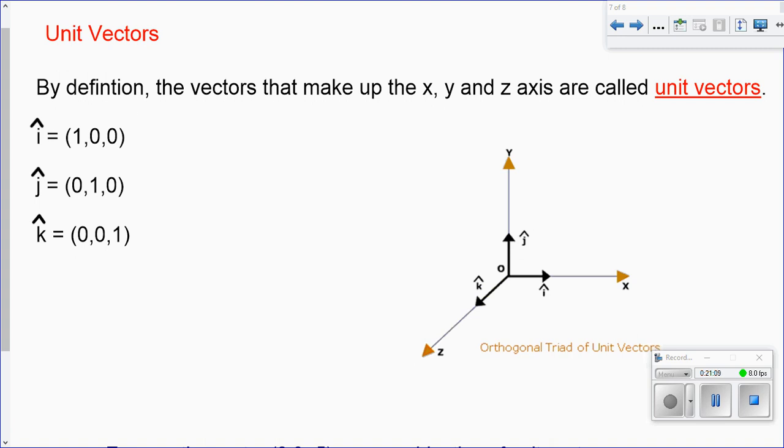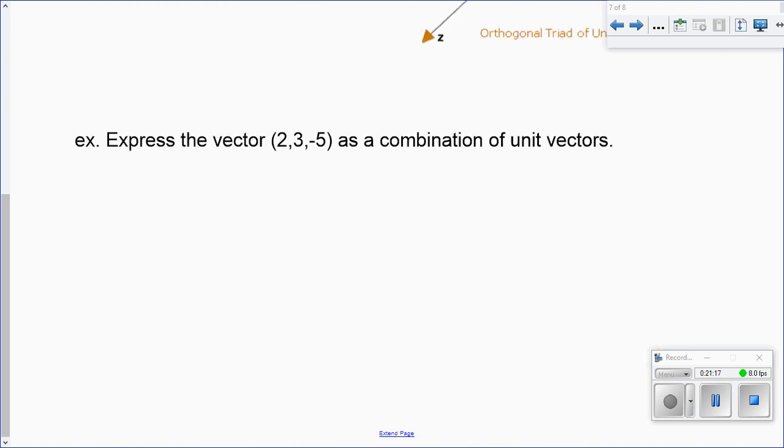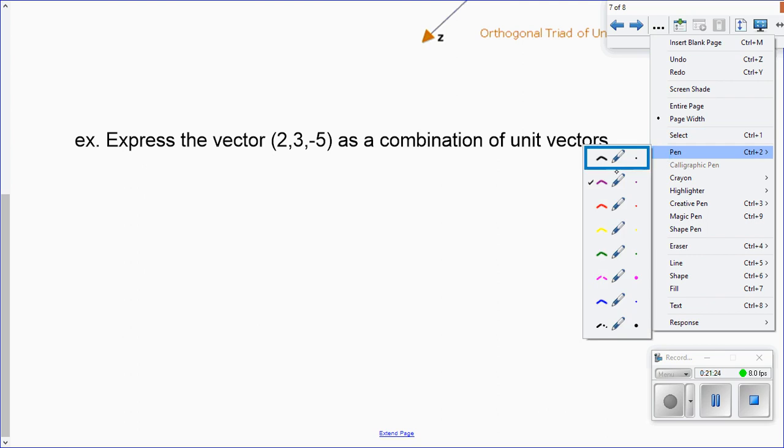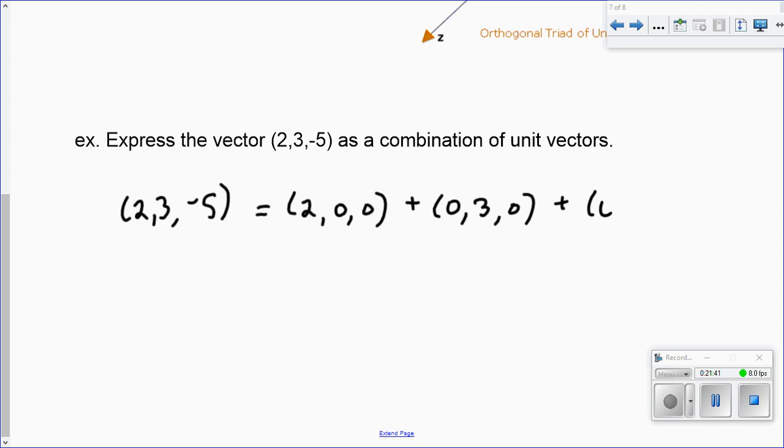Now remember our original question here. Let's do this one. Let's express 2, 3, and negative 5 as a combination of unit vectors. Here's how we do this. So I've got 2, 3, and negative 5. Well, 2, 3, and negative 5 could be represented as the addition of three vectors: 2, 0, 0, plus 0, 3, 0, plus 0, 0, negative 5.